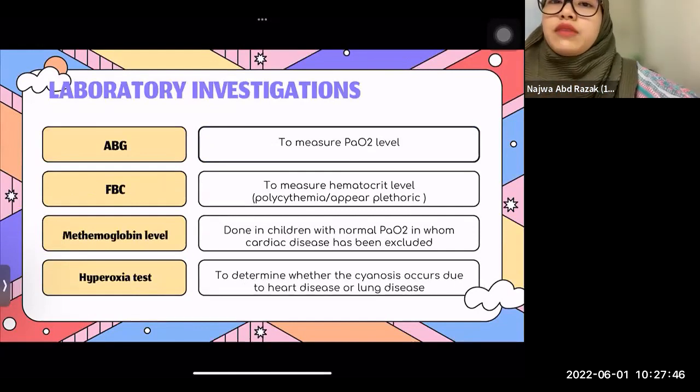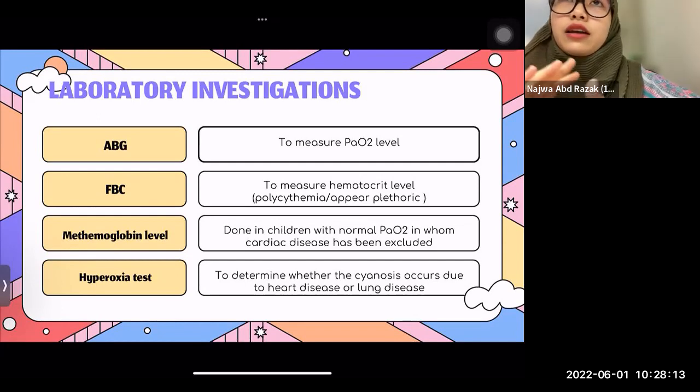For laboratory, ABG we send to measure the partial pressure of oxygen. If there's hypoxemia or normal, it could suggest different causes, different DDX. FBC to measure hematocrit level in the case of polycythemia, and then methemoglobin level. This is done in children with normal partial pressure of oxygen when cardiac and pulmonary causes have already been excluded. The next one is the hyperoxia test.